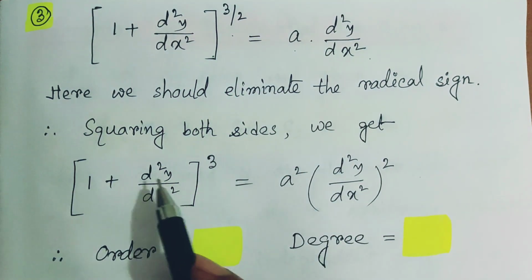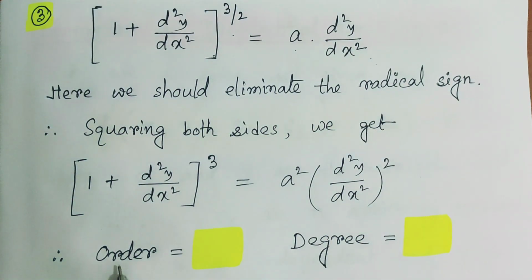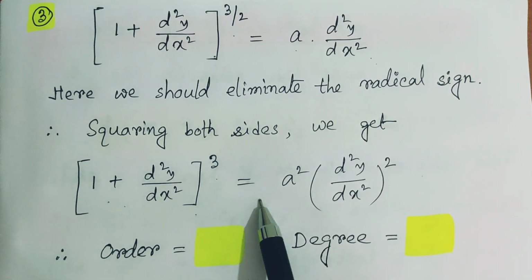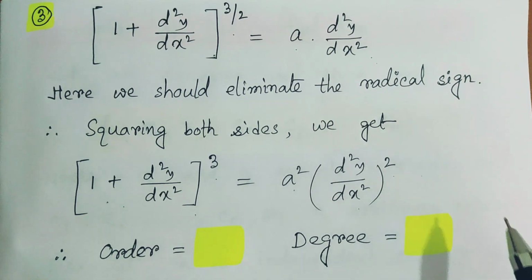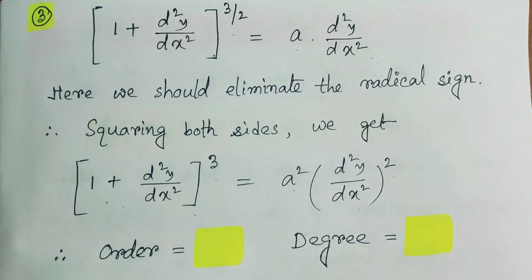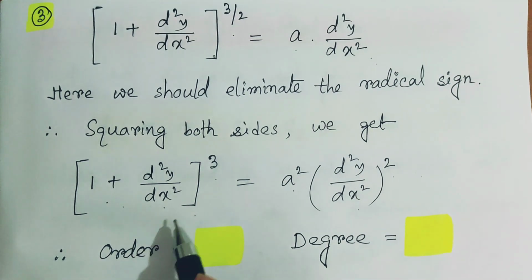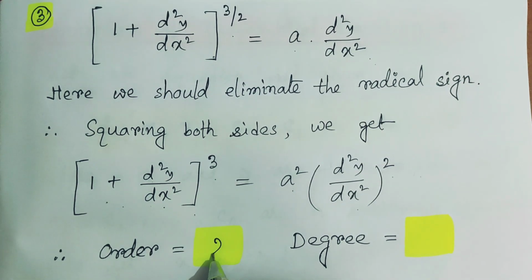So what to do? First we square both sides of this equation, and after squaring we get (1 plus d²y/dx²) whole cube equals a² times (d²y/dx²) whole square. Now the highest derivative involved here is d²y/dx², so it is the second order.